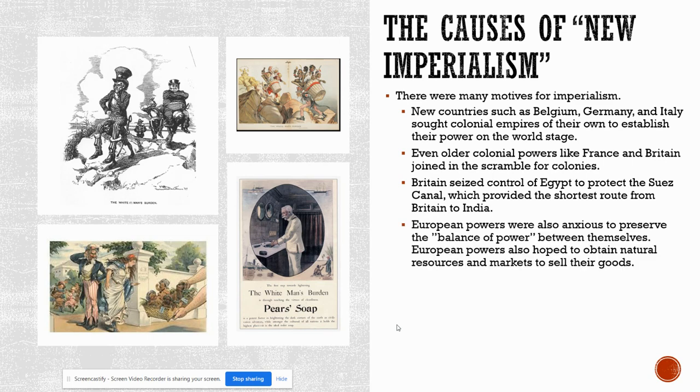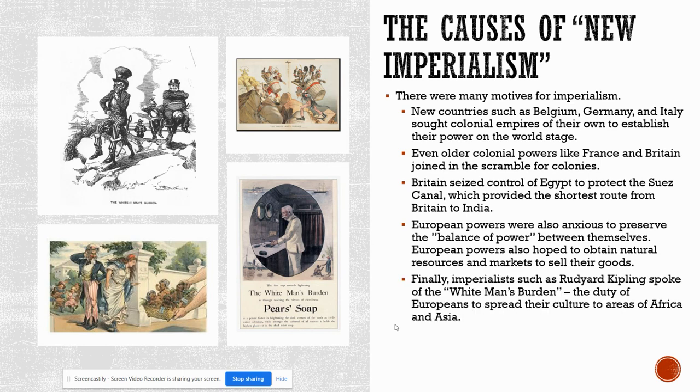European powers were also anxious to preserve the balance of power between themselves. They wanted to become powerful enough to be equals with Britain and France. European powers hoped to obtain natural resources and other markets to sell their goods. So they wanted to take over areas so that they could sell their manufactured goods.